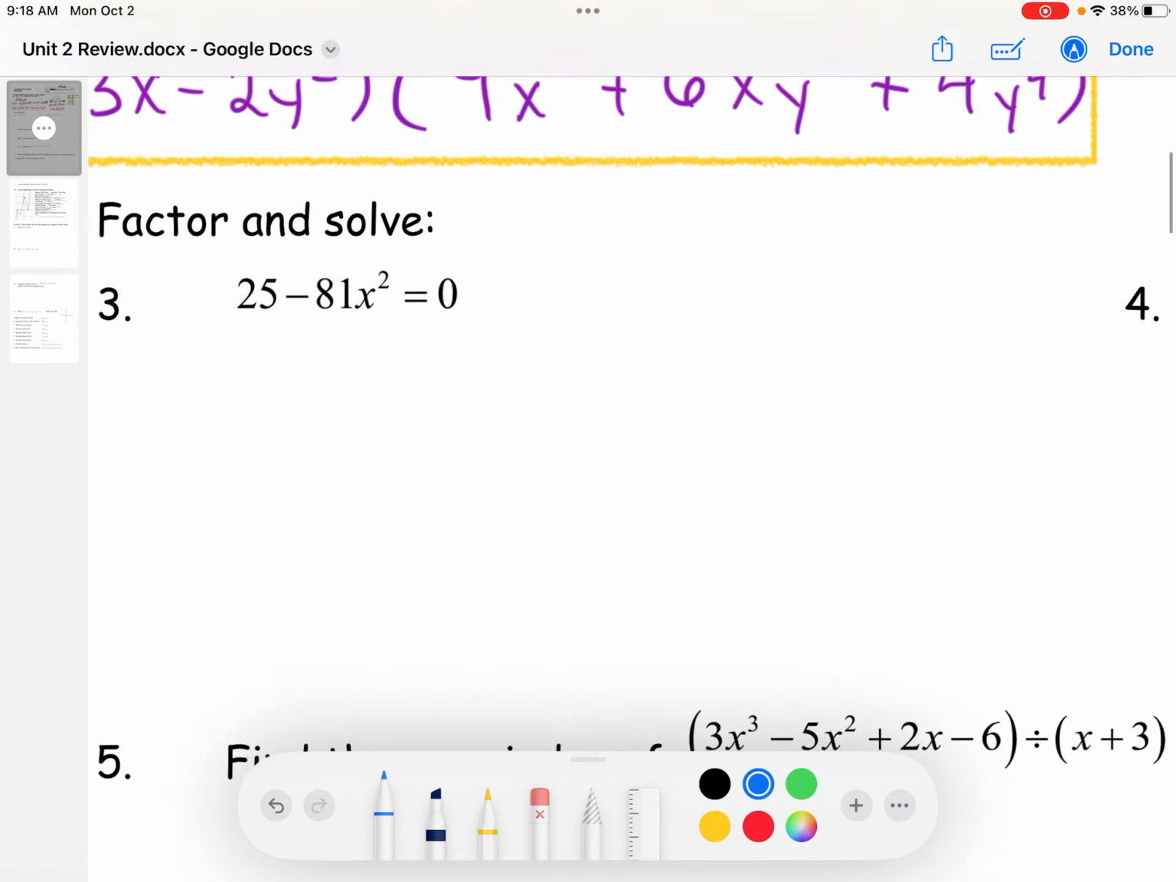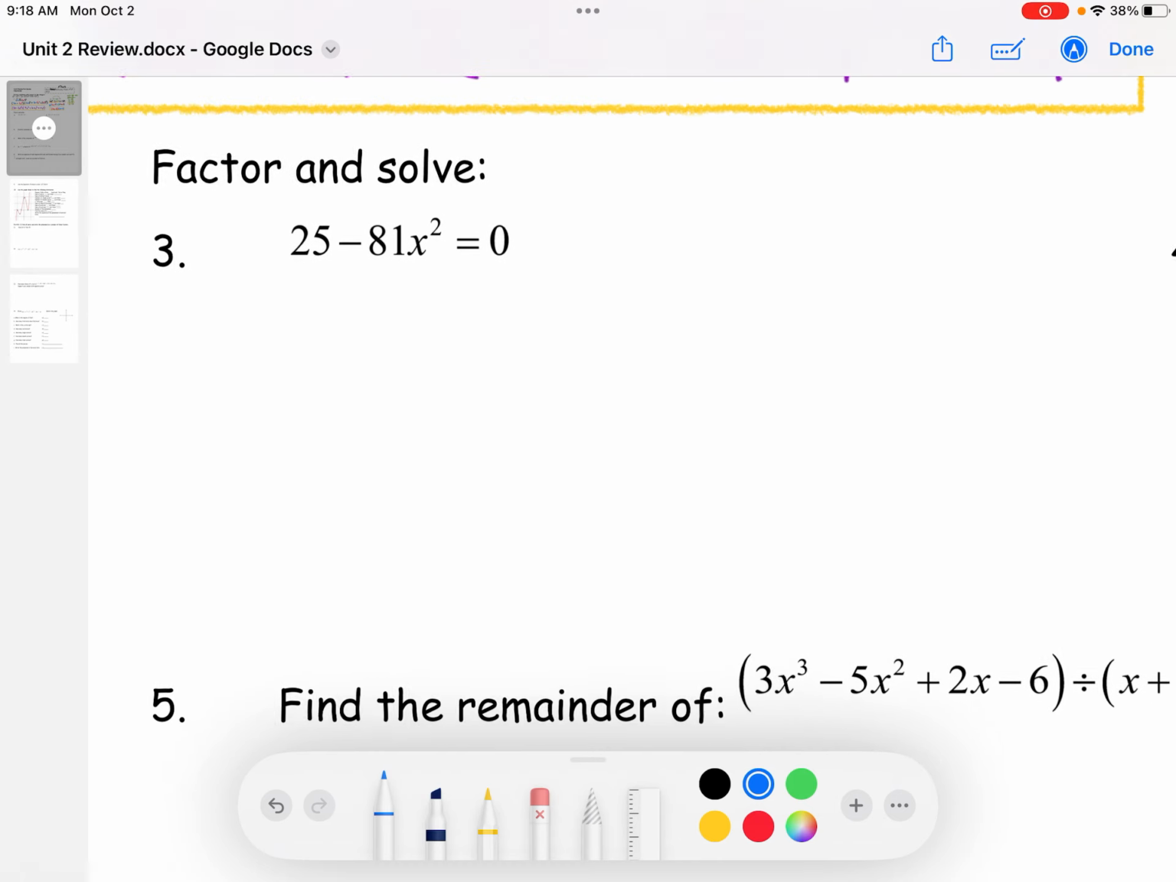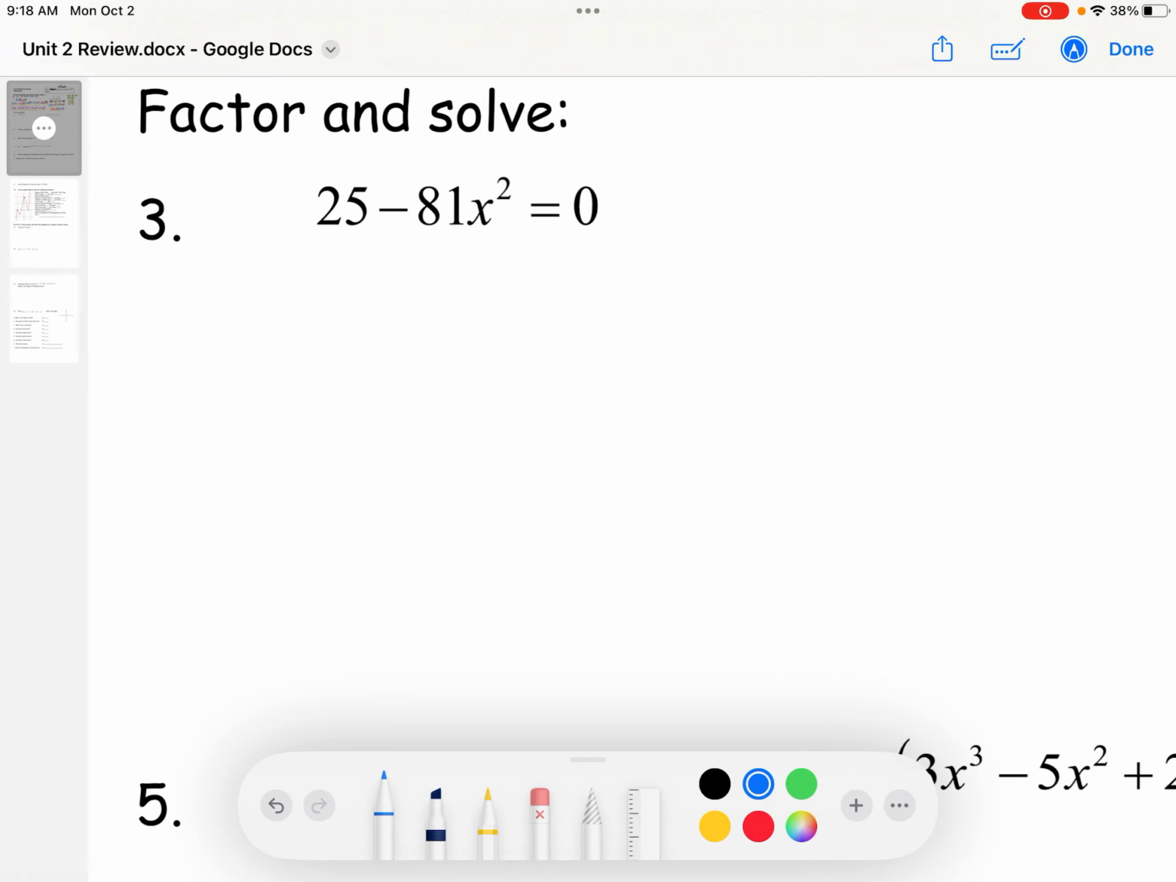Now, let's take a look at 3 and 4. They are asking us to factor and solve. So we will set factors equal to 0 and solve for x on these. So number 3 has no greatest common factor. It has 2 terms. So we look for squares or cubes, and this is squares, and it is a difference.